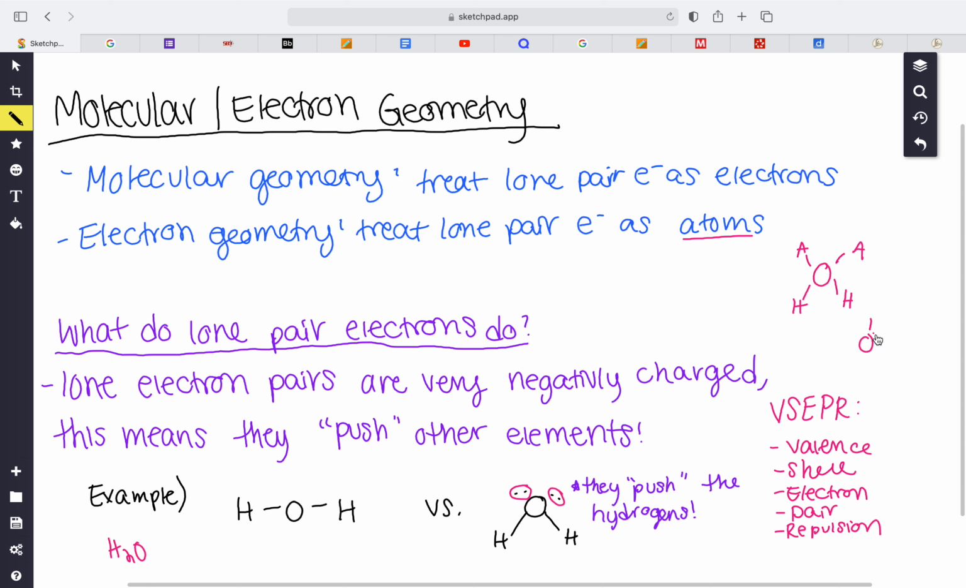So in this situation, it would actually end up looking like this, which if you twist your head a little bit, you kind of get the same thing, but they're no longer pushing these guys, right? So the molecular geometry is when you're treating them as electrons, so they're going to be pushing if there are any lone pairs. And then with electron geometry, you're treating them as atoms, so there's going to be no pushing. You're just treating them as regular old atoms.